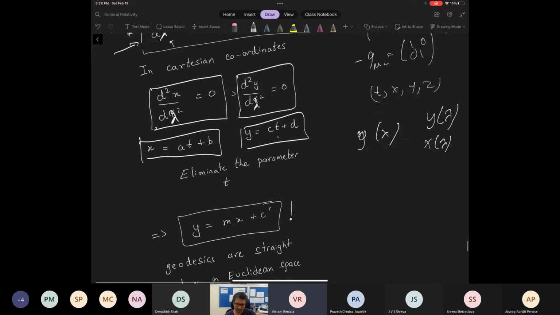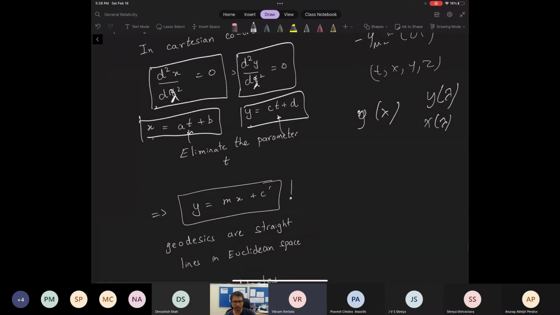So now if we eliminate the parameter t, x is linear in t, y is linear in t, therefore x is linear in y, or y is linear in x. So the relationship between y and x will just be something like mx plus c, which is a straight line. So in Euclidean space, which is in R2, the curve which keeps tangent vectors parallel to itself is just a straight line, because the tangent vector parallelly transported along this curve would look, sorry, this is probably a terrible straight line.